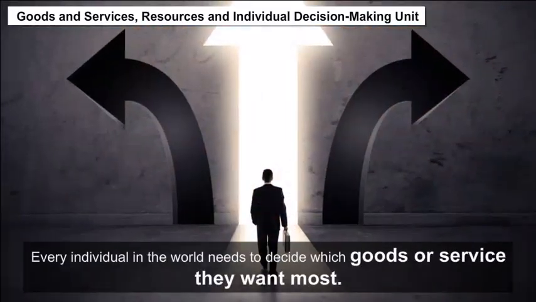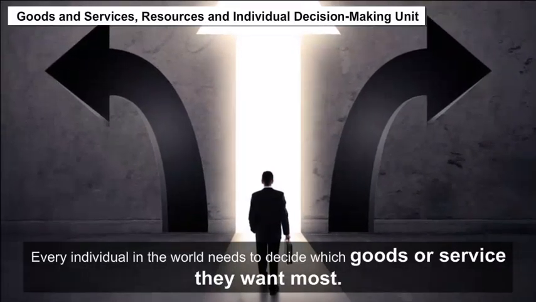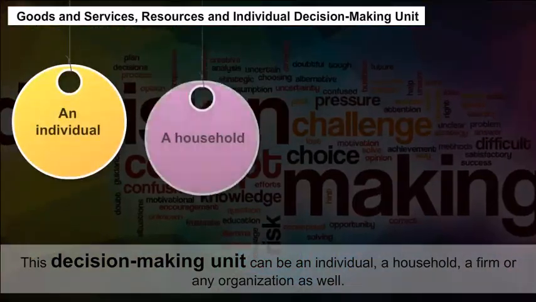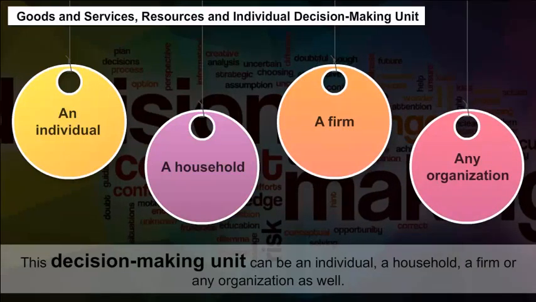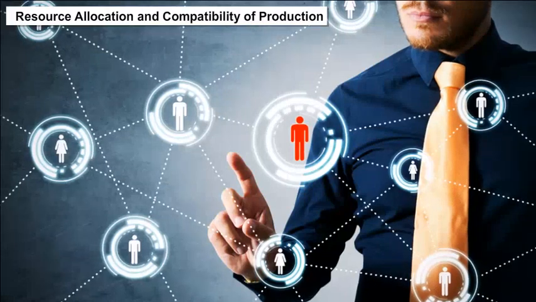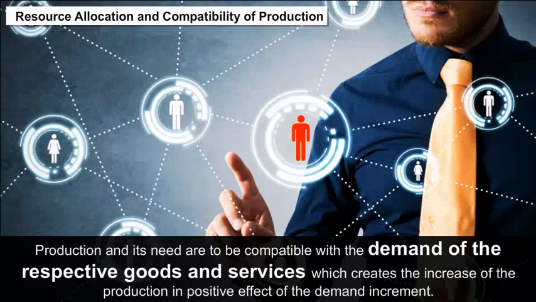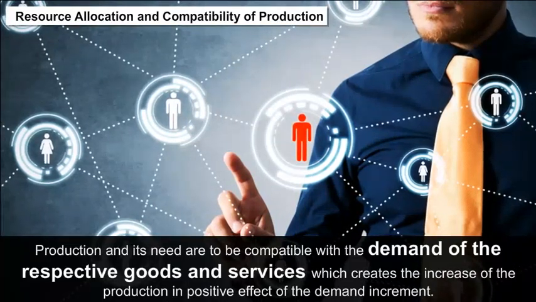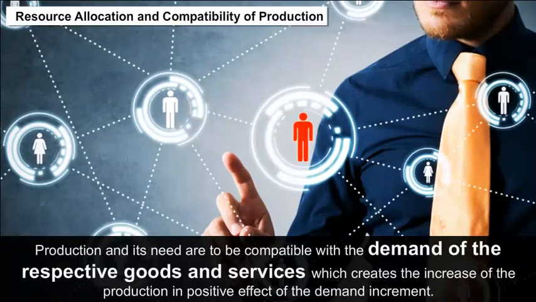Every individual in the world needs to decide which goods or services they want most. This decision-making unit can be an individual, a household, a firm, or any organization as well. Resource allocation and compatibility of production. Production and its need are to be compatible with the demand for the respective goods and services, which creates an increase in production as a positive effect of the demand increment.